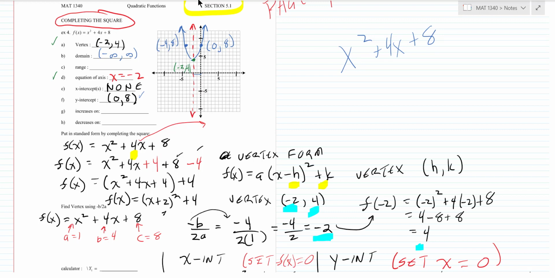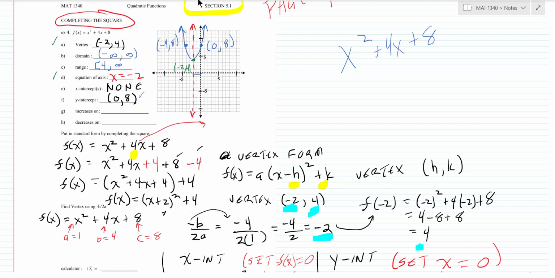Okay, let me ask you about the range. Look at my graph. What's the lowest value of y that we ever hit on this graph? Well, it was 4, right? So what's the range? How are you going to write that? 4 to infinity. Good. And you have to include the 4.